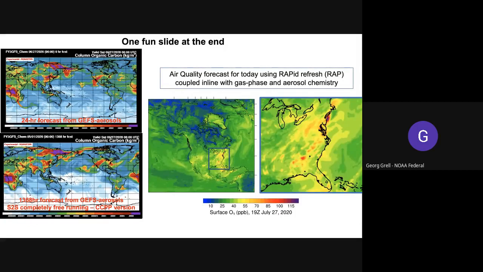Even though the lower run is completely free-running, meteorology and chemistry, for 2 months.